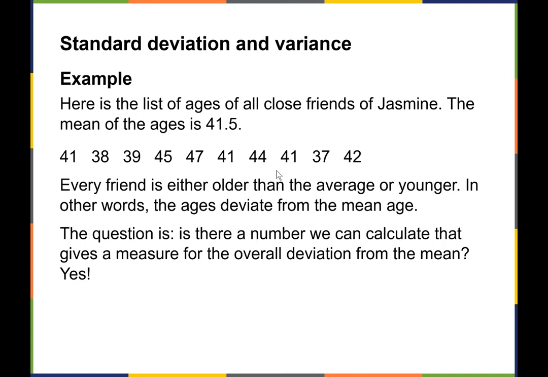Here's a list of all the close friends of Jasmine. The mean of their ages is 41.5, but you can see no one is exactly 41.5. They're either older or younger than the average. So what we're going to do is calculate deviation to give us a feel for how spread out the data is.